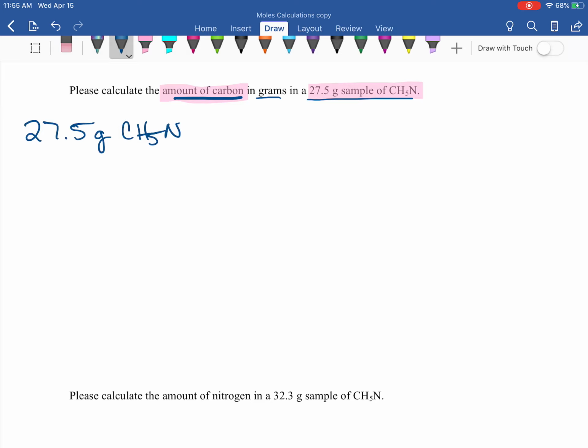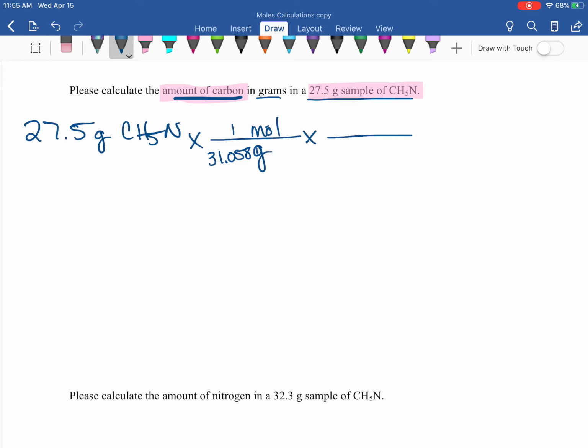We've got 27.5 grams of that methylamine completely stuck together. Let's convert that to moles. Okay, we know that number now, probably by heart. Oh, and then I just goofed it up. Good thing this is on video.